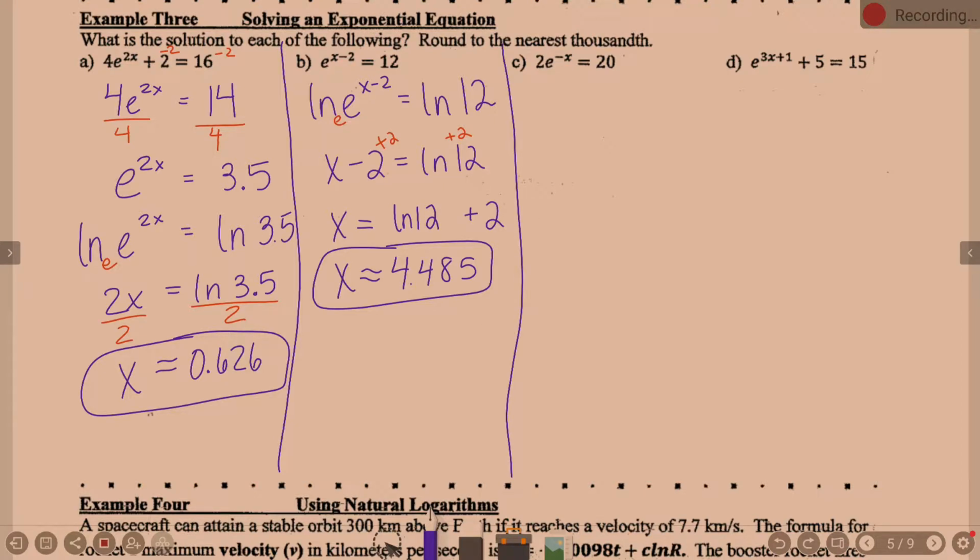Are we getting the hang of it? I was going to do one more and then move to a word problem and then try and give you guys a little bit of work time.